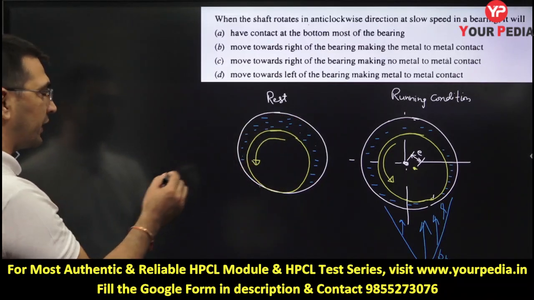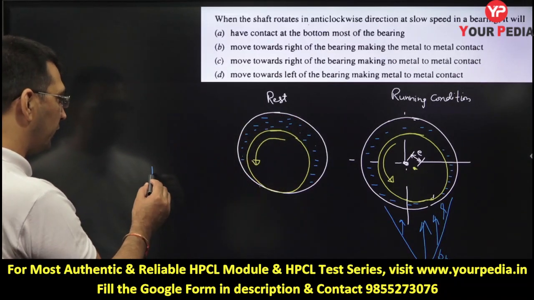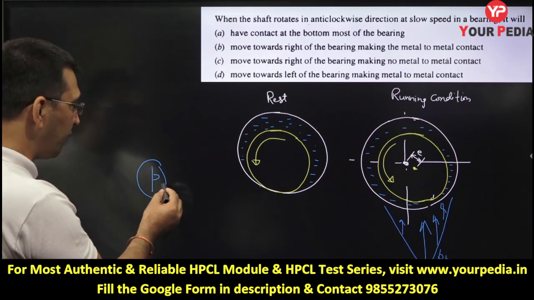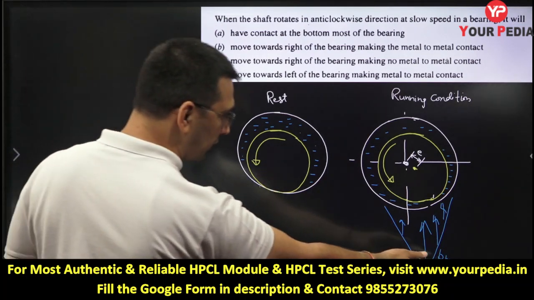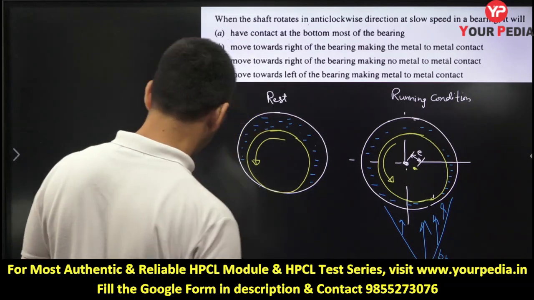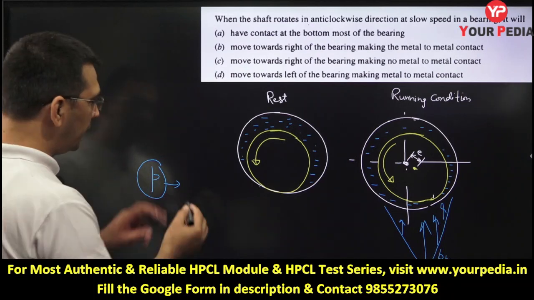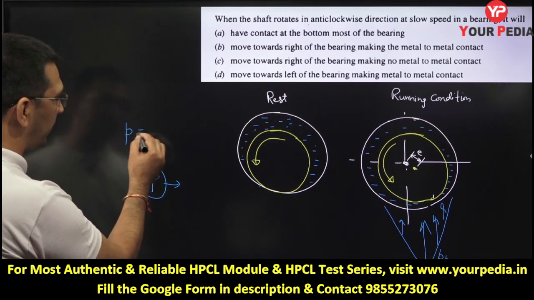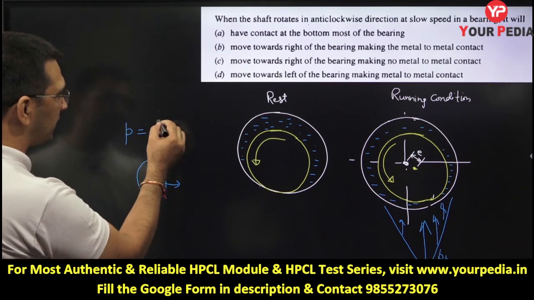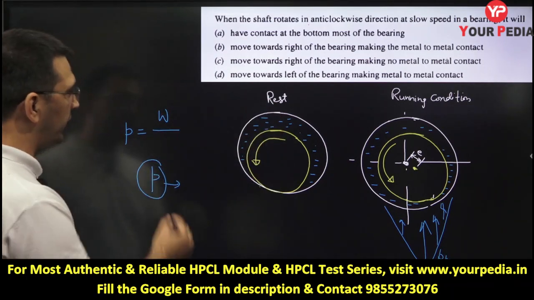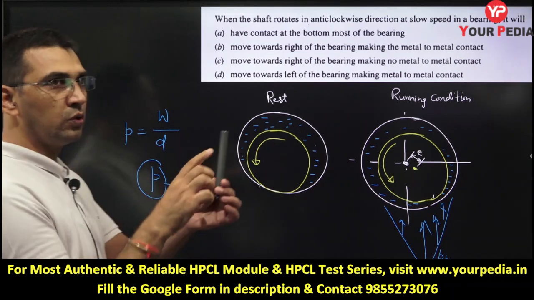When we carry out any calculation in the hydrodynamic bearing, we normally talk about the pressure P, which is an average pressure within the bearing and not the maximum pressure. Maximum pressure is something different. But we talk about the average pressure, and how do we calculate the average pressure? We say average pressure in the hydrodynamic bearing is the load which is acting on this bearing divided by the projected area of the bearing, and projected area means, you know, diameter.